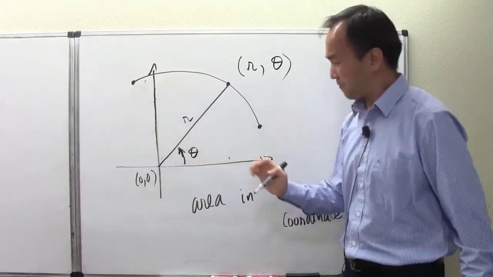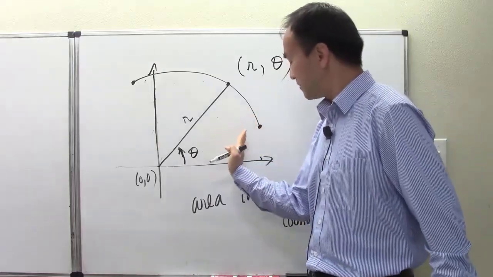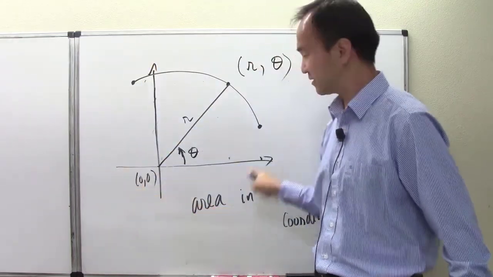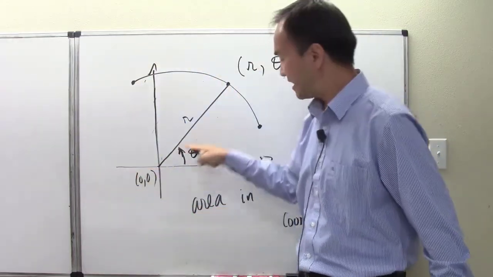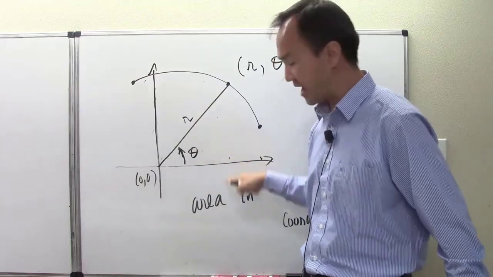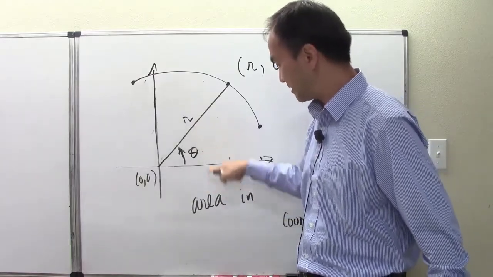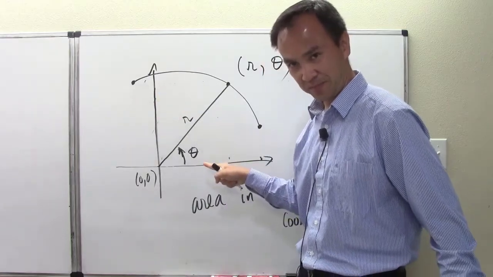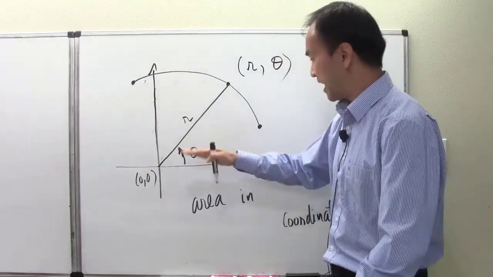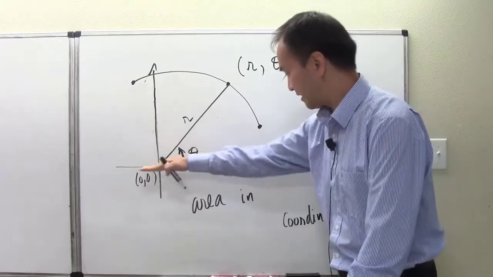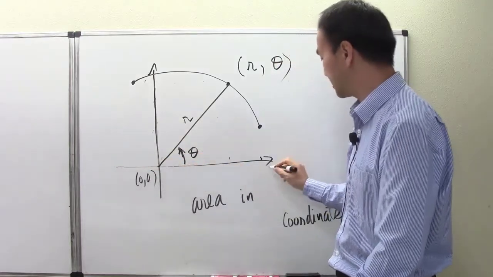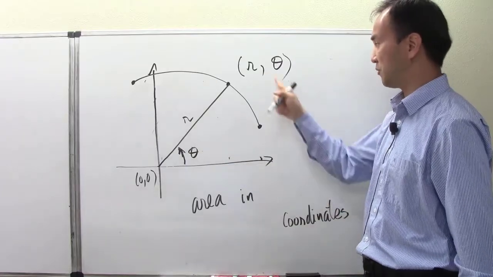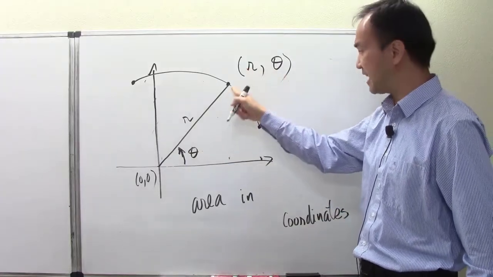Okay, and as a convention, positive direction is the counterclockwise direction, and a negative angle is the clockwise rotation of the angle. But the angle is always referenced in respect to the positive x-axis. That's what the angle is. And so once again, that's how we represent any point.